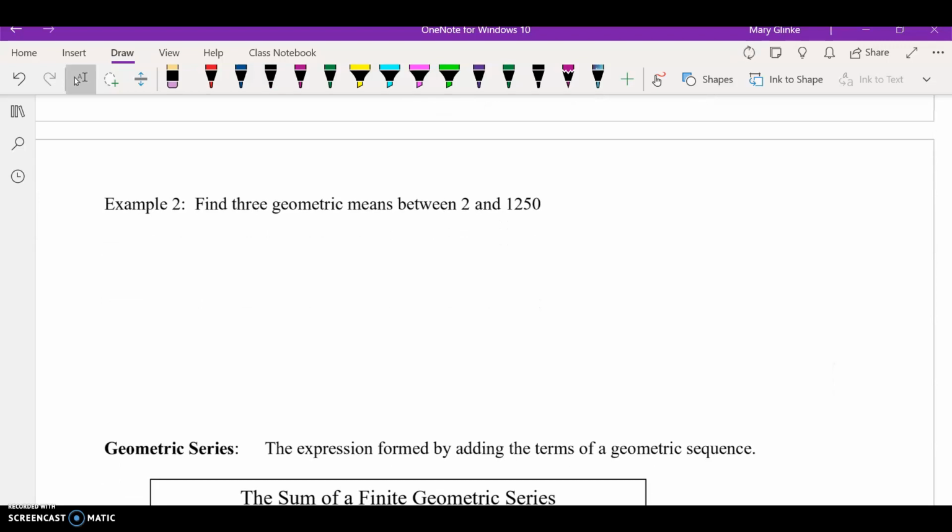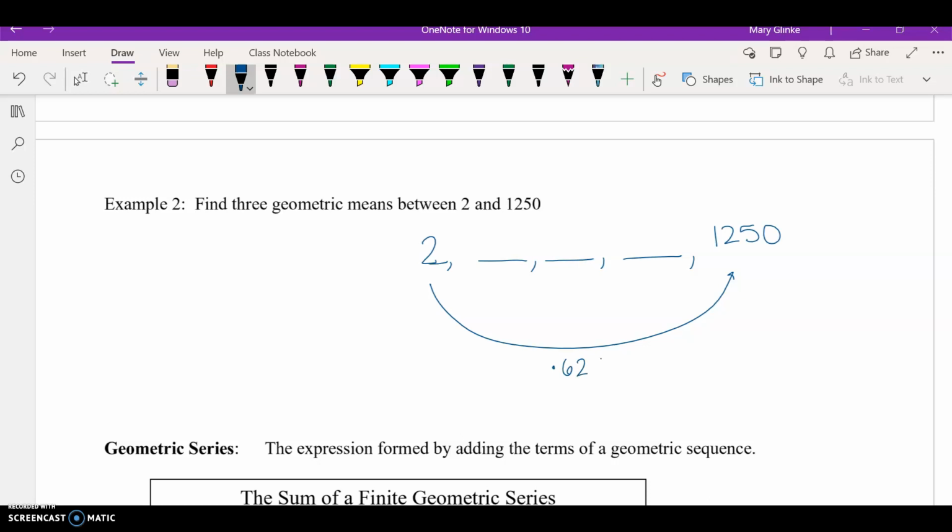So we're now going to be using geometric sequences to find the geometric means, and it's going to be somewhat similar to the arithmetic means, except it's just multiplication. So if you have the numbers 2 and 1,250, the first thing we did with arithmetic, we said, was how far apart are these? But with geometric, it's not something that we're adding. It's what do we need to multiply by to get from 2 to 1,250. So overall, what's happening here is you are multiplying by 625.